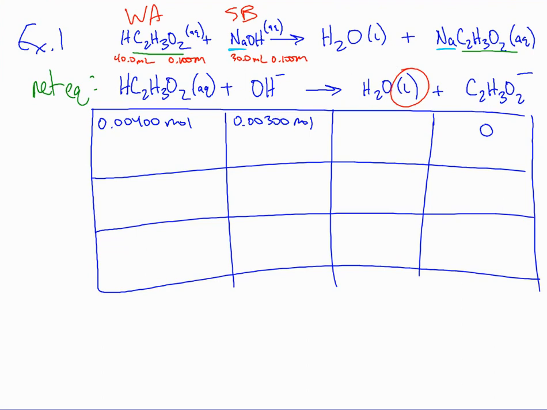So here's how it works. For every one of these, we're going to use one of these. So which one runs out first? Hydroxide. So this one, we're going to use up this amount. Hydroxide is going to hit 0. Which means that we're going to use 0.003 moles of the acetic acid, which leaves us with a little bit left.